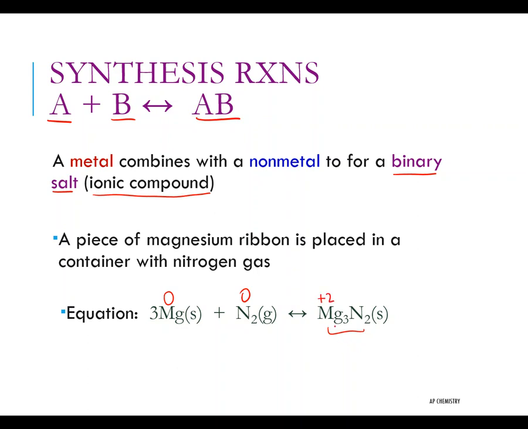So magnesium goes to +2, the nitride's -3. So we do see the changes in the charge here. So this one's just your basic one that we learned last year of synthesis. Take two things, put them together, two elements combined to form one compound that has two elements in it.